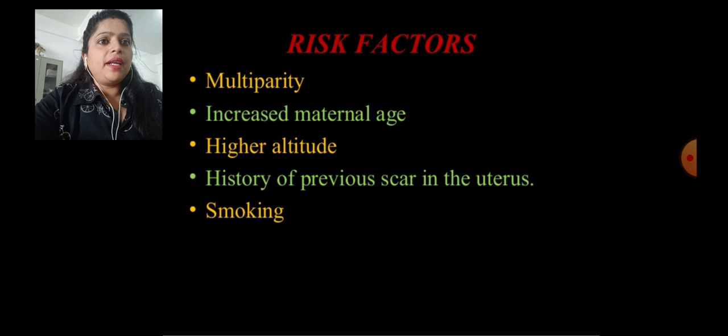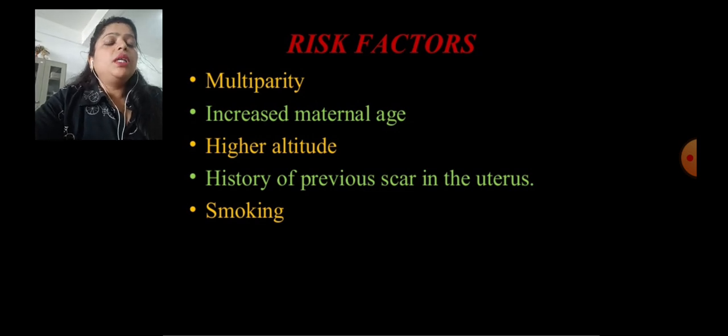First one is multiparity. Multiparity means when the female has delivered more than 2 times. Increased maternal age, when the female's age advances above 35 years, there are increased chances of placenta previa. Third one is higher altitude, meaning when the female is living in a high altitude area. This is not properly explained, but it can be considered that due to the gravitational pull, the placenta is implanted in the os area.